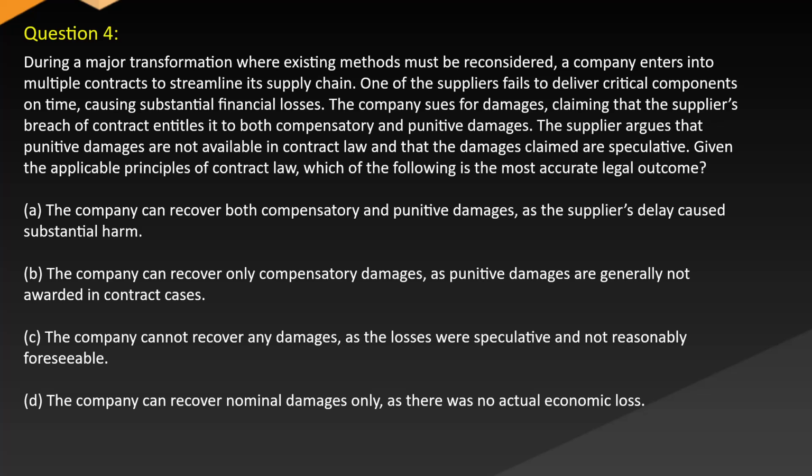A. The company can recover both compensatory and punitive damages, as the supplier's delay caused substantial harm. B. The company can recover only compensatory damages, as punitive damages are generally not awarded in contract cases. C. The company cannot recover any damages, as the losses were speculative and not reasonably foreseeable. D. The company can recover nominal damages only, as there was no actual economic loss.